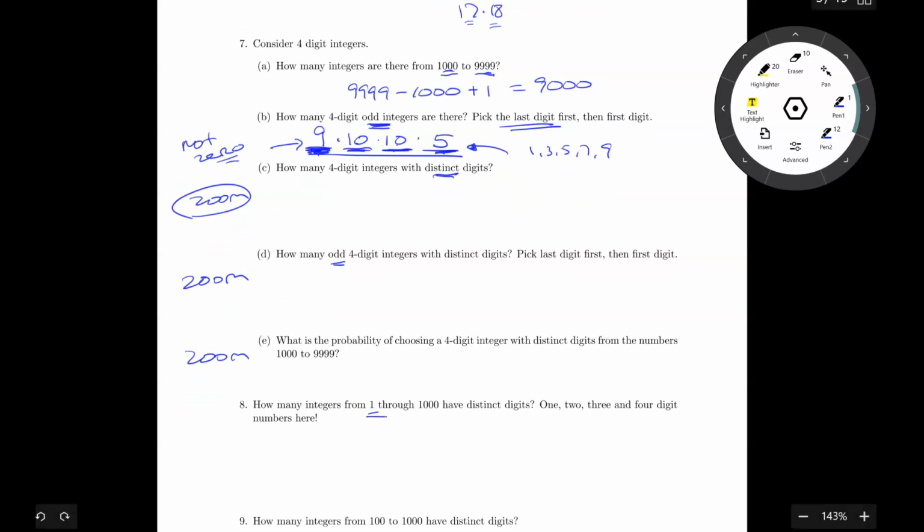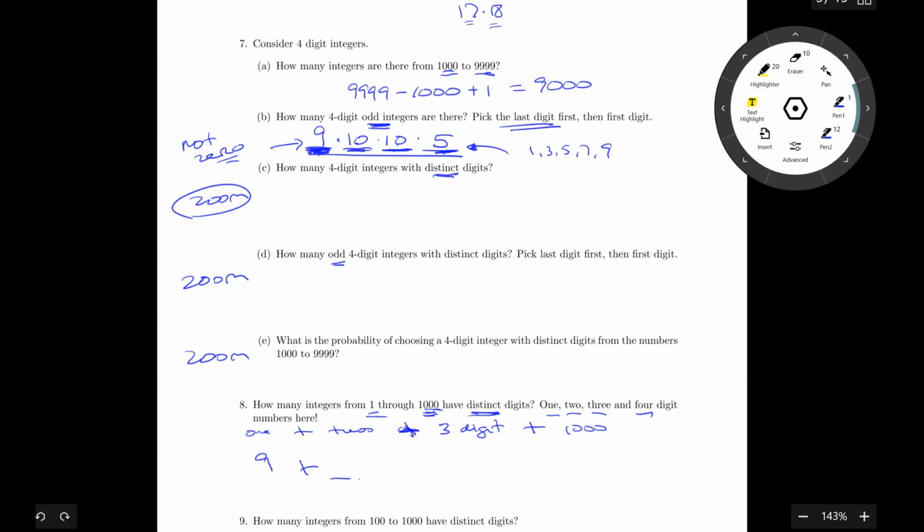So number 8 here. How many integers from 1 to 1,000 have distinct digits? Okay, so I'm going to help you do this one because I want you to be sure that you're thinking about 1-digit numbers, 2-digit numbers, 3-digit numbers, and 4-digit numbers, right? So there's OR, so that I have 1-digit numbers, or 2-digit numbers, or, right, so it's plus. Anytime you think of OR, 3-digit numbers, or 4, right? So the 1 4-digit number I have is 1,000, right? Okay, so how many distinct digit 1-digit numbers do I have? Well, 9 of them, right? 0 through 9.